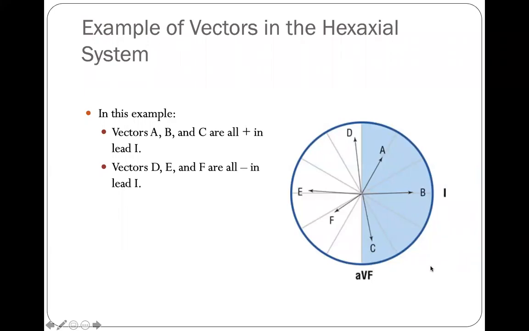That means if our electrical activity is A, B, or C, our R waves would be greater than our S waves in size. If it is D, E, or F, then our S waves would be greater in size than our R waves, and we would say lead 1 is negative.